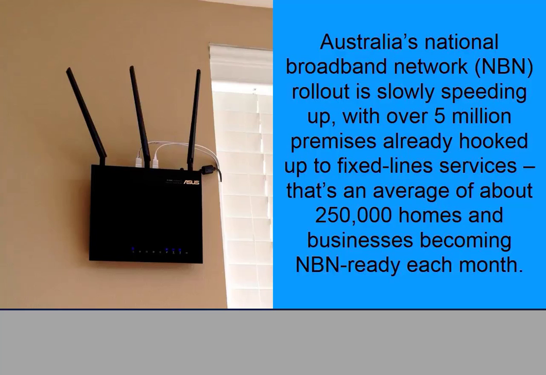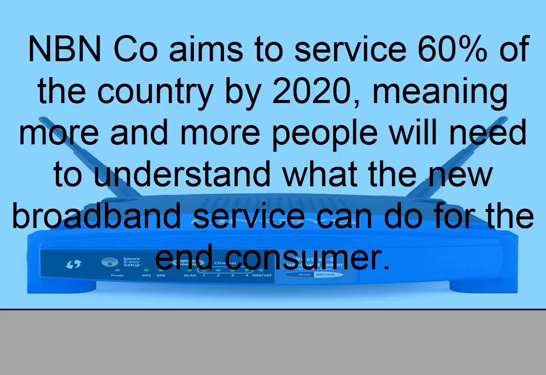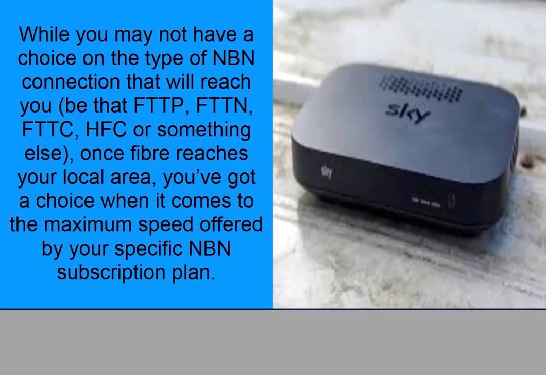Australia's National Broadband Network, NBN, rollout is slowly speeding up, with over 5 million premises already hooked up to fixed line services. That's an average of about 250,000 homes and businesses becoming NBN ready each month. NBN Co aims to service 60% of the country by 2020, meaning more and more people will need to understand what the new broadband service can do for the end consumer.